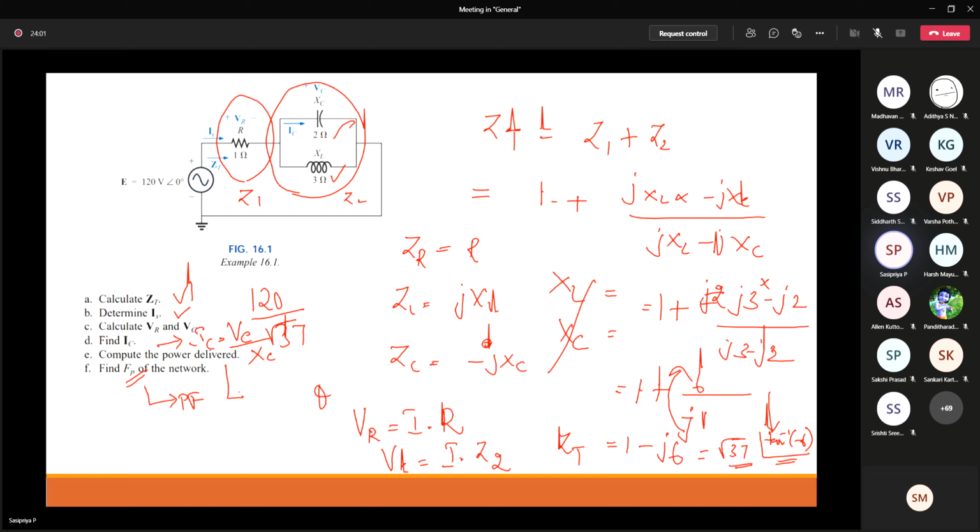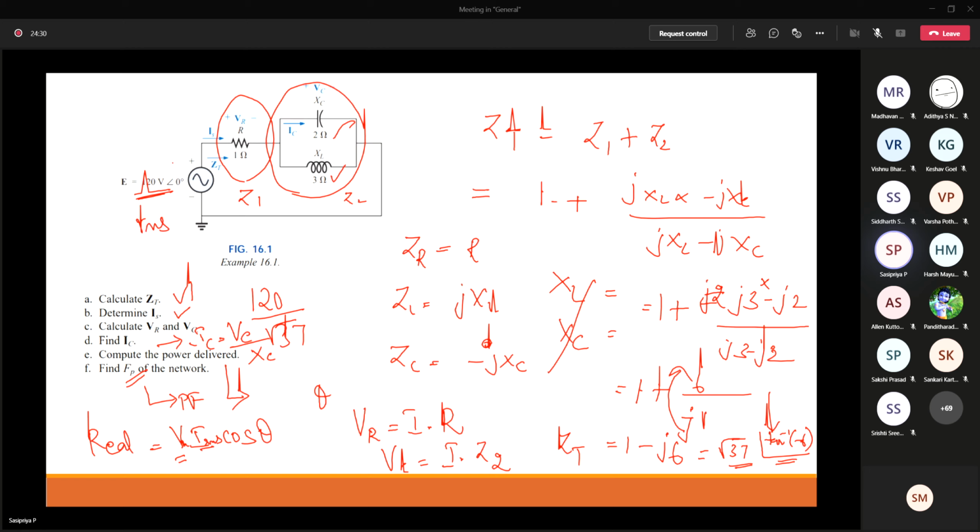Okay, and then the power delivered. Can anyone tell me what the power delivered is? VI cos theta. Real power. So the real power is VI cos theta. We know V, and we calculated I. Here you remember it is VRMS IRMS cos theta. Mostly when they specify like this, it is an RMS quantity.